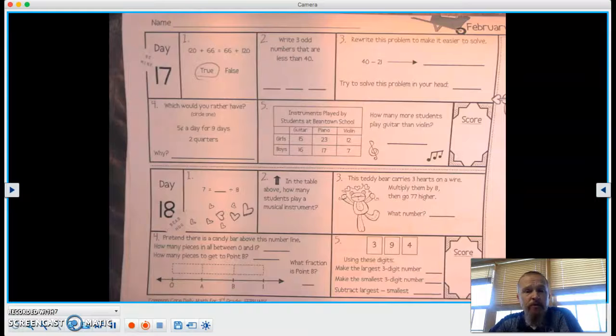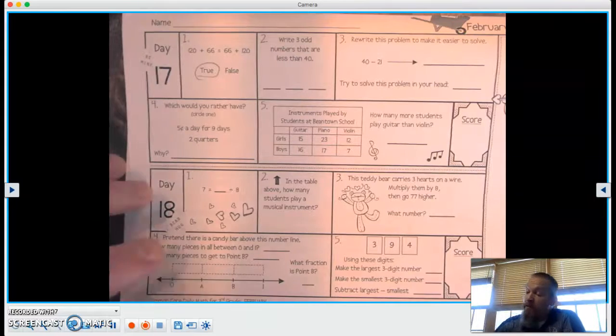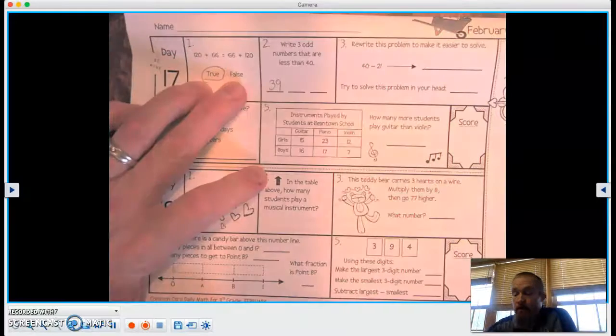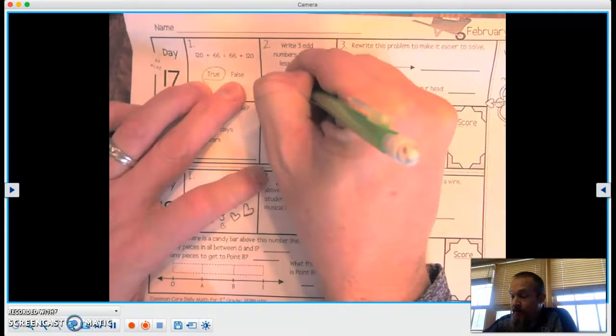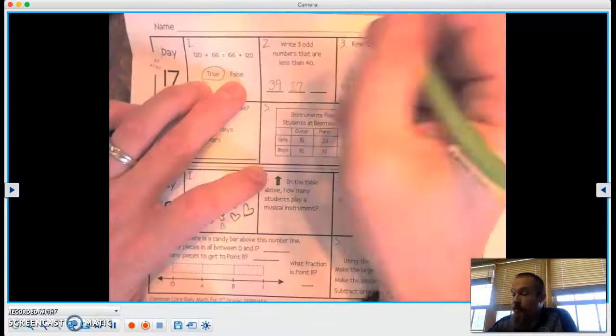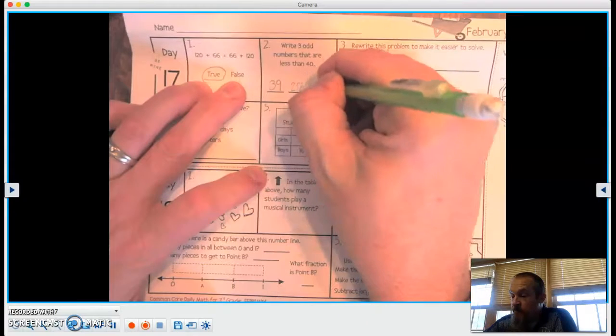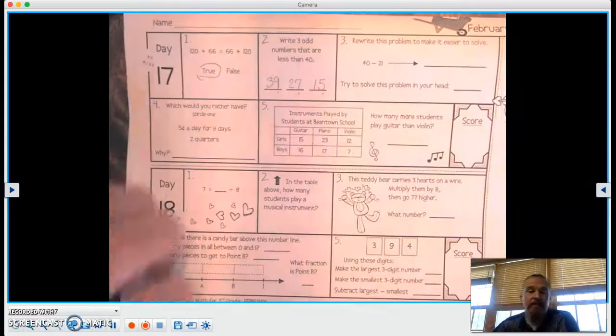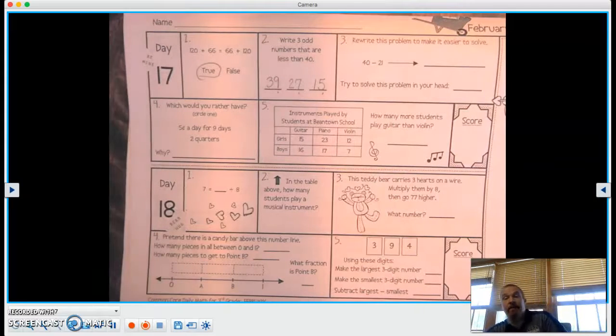All right, number two, write three odd numbers that are less than 40. Well, the very first odd number less than 40 would be 39. We can go 27. And how about 15? All odd numbers because the ones column ends with a 1, 3, 5, 7, or 9.